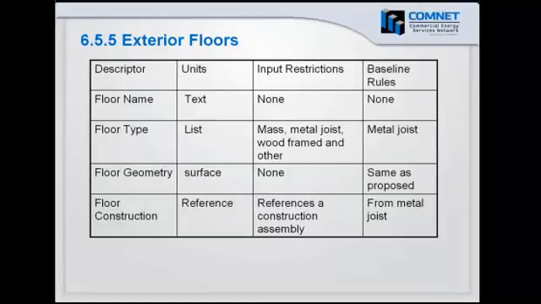0.037 here. Exterior floors, again, we have the floor name, the type, the geometry, and the floor construction. So the floor type options are mass floor, metal joist, wood frames, and other, and metal joist is used for the baseline, so that sets the U factor criteria for the baseline by climate zone. And then similarly, the floor geometry is defined, and then the baseline is the same as proposed. And then the floor construction also, like the wall, references a specific construction assembly.